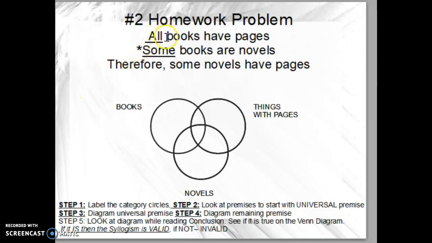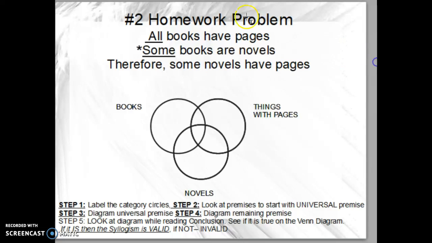All is universal because it's talking about all the books. Some is particular, it's just talking about at least one. So I'm going to put that little star by the some to remind me that when I'm doing the some diagram, I'm just going to be putting a star somewhere. Okay, so let's start with the universal one. All books have pages. So I'm looking at the circle with books, and I'm looking at the circle with pages. And I'm going to put all the books into the circle with pages.